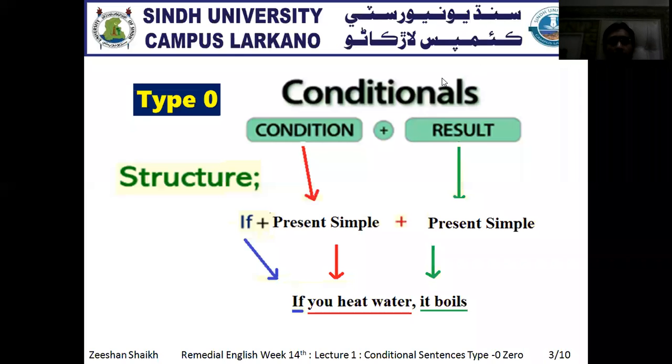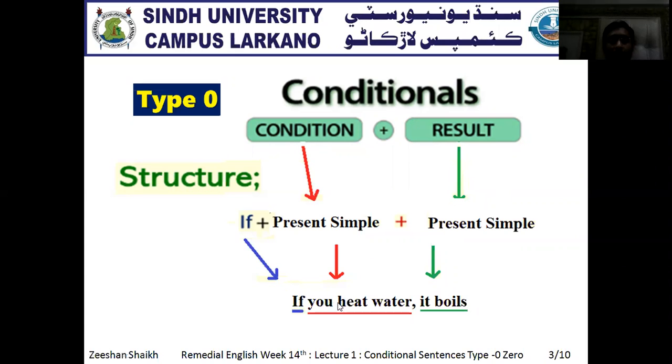Now have a look at this conditional sentence in terms of structure. First of all we give if plus the present simple tense, which collectively we call the if clause. Clear? If plus present simple tense, the first part is the if clause, and the second one, the present simple tense, is the main clause. In these two parts, the first one will be your condition because if is given, and the second one will be your result.